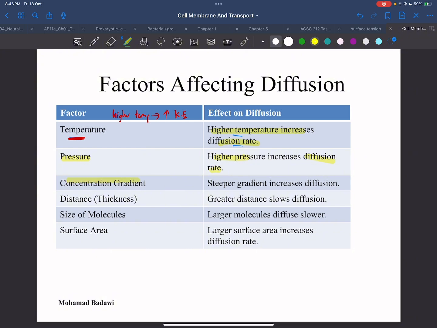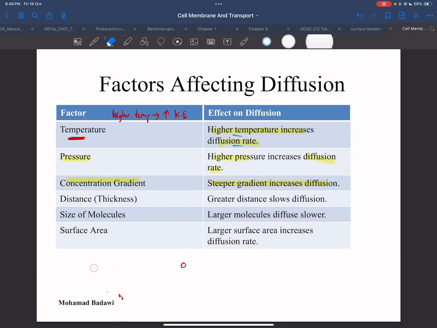Now what about the concentration gradient? Of course, a steeper gradient increases diffusion. What does that mean? So if I have, for example, 10 molecules here, and I have 0 over here, of course there's going to be diffusion. But what if I had 1,000 molecules? Of course the diffusion here, let's call this A and this B, the diffusion in B will be faster because I have a higher concentration on one side, so of course diffusion will be faster.